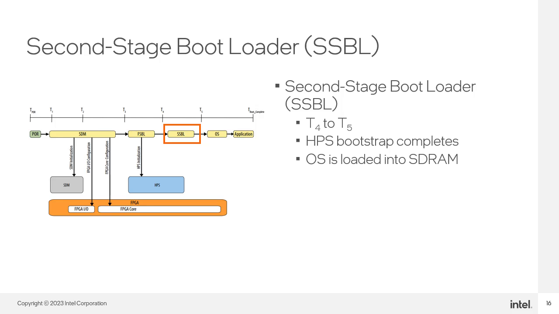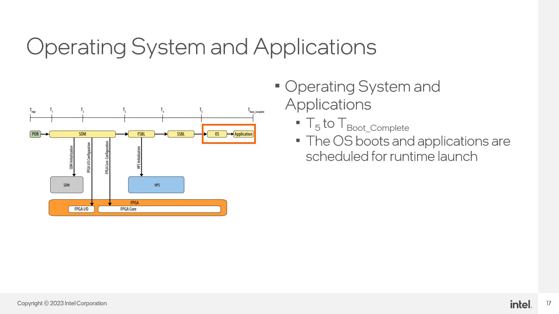The HPS bootstrap completes and the OS is loaded into SDRAM. Intel provides the Golden System Reference Design, GSRD, which includes the Linux kernel and a root file system built with Yocto recipes, or you can also build the binaries. Intel also provides a set of Zephyr drivers as a reference for RTOS support.